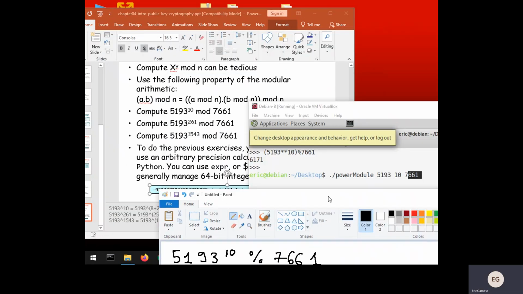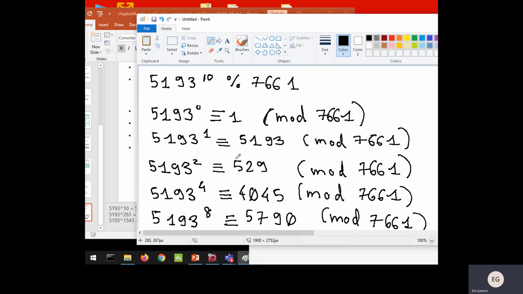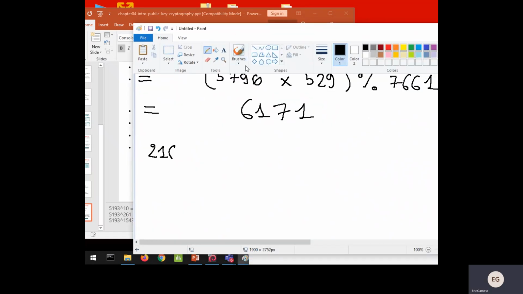So look, if you need to do, for example, this, how do you proceed? You write 261 as a sum of powers of 2. So 261 is what? It is 256 plus 5. So plus 4 plus 1.